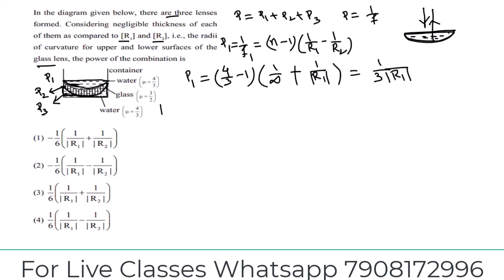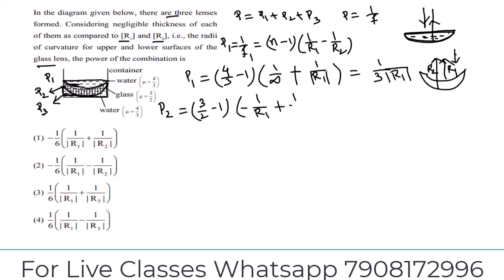Now, calculate the value of P2, which is made of glass, this portion. Now, the radius of curvature of this surface is R1 and of this surface is R2, and both are in the opposite direction of light. So, both will be negative. Now, P2 is equal to n minus 1, n is 3 by 2. So, 3 by 2 minus 1 into 1 by R1. Here this surface R1 is this one, so minus 1 by R1, and then minus of minus, that is plus 1 by R2.